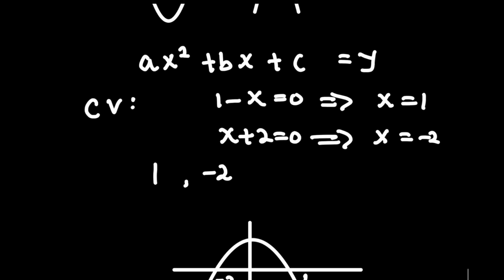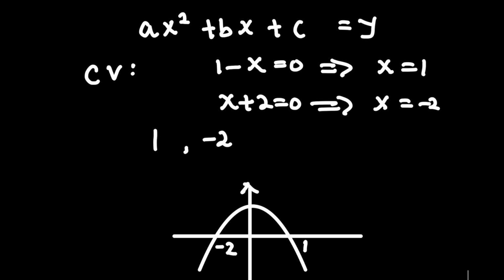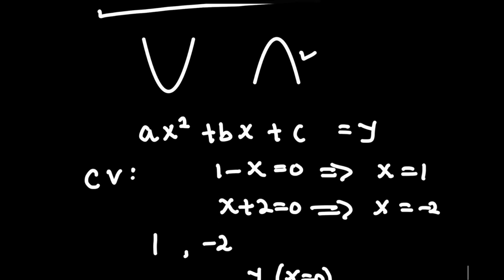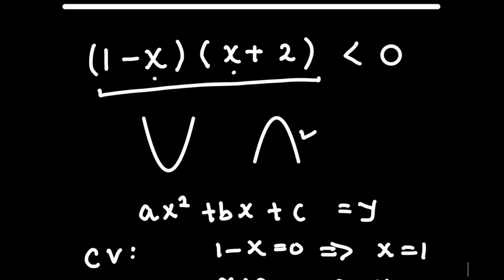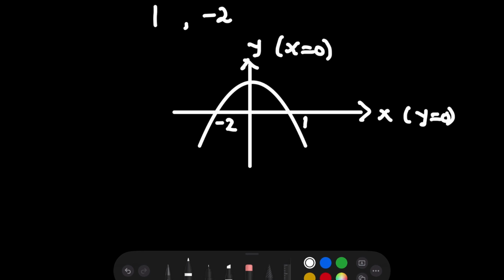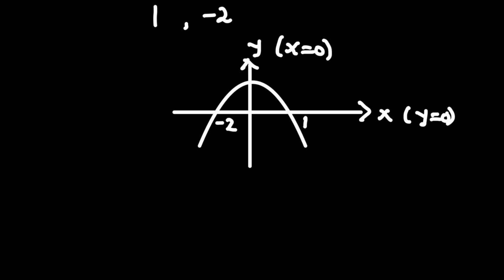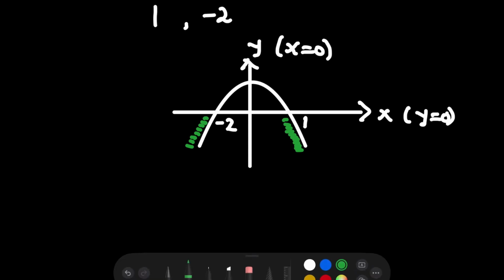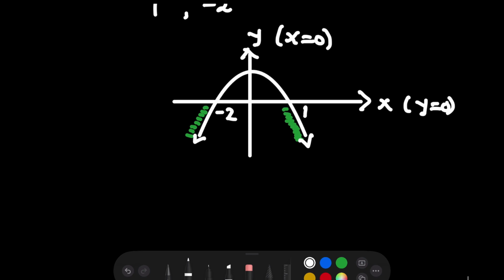Okay, let me just explain what this is asking us right now. This is the x-axis; its equation is y equals 0. This is the y-axis; its equation is x equals 0. What this is asking us is: where is this graph below the x-axis? This graph is definitely below the x-axis at these portions here, and obviously it continues further down. So we're supposed to make an expression for that.